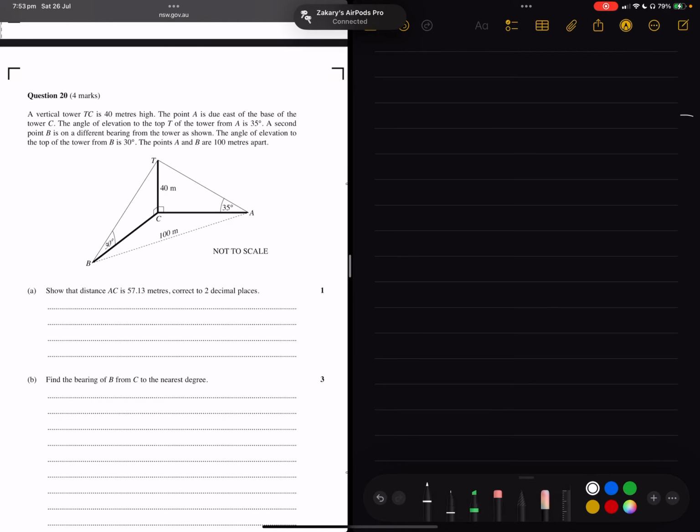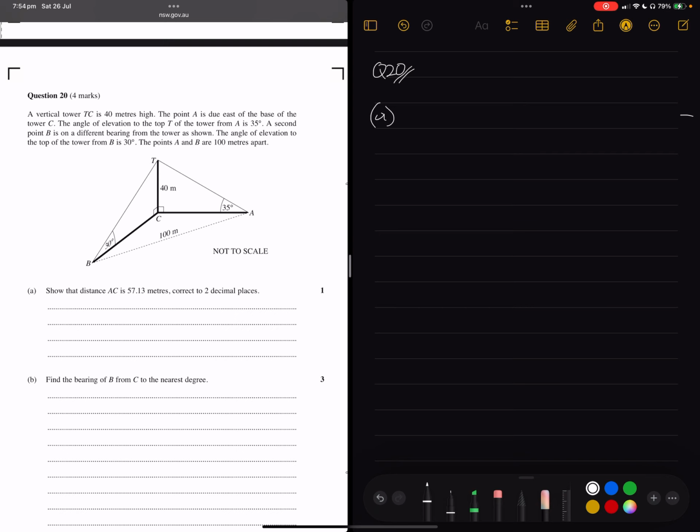All right, so let's take a look at question 20 from the 2024 Advanced Maths HSC. We're given some information about a tower, a point due east of the base of the tower, and another point which is on a different bearing. All of this information is summarized in a diagram. We are asked to show distance AC is 57.13, correct to 2dp.